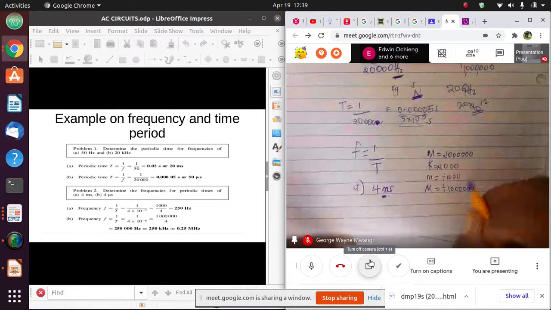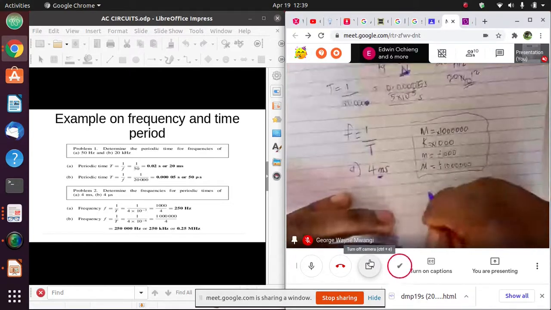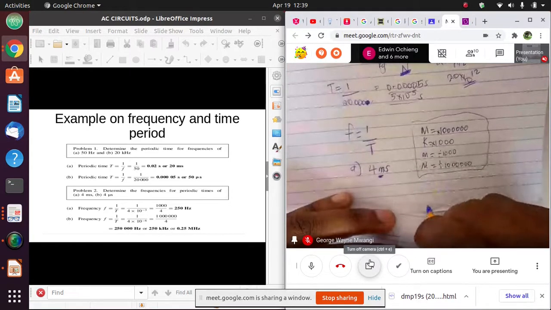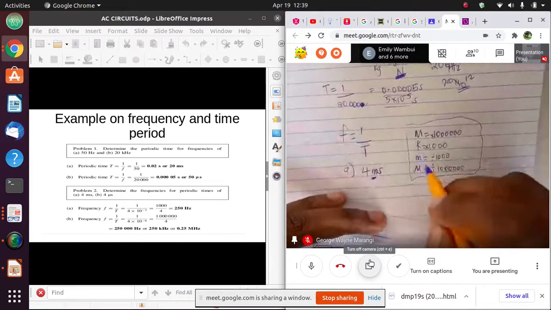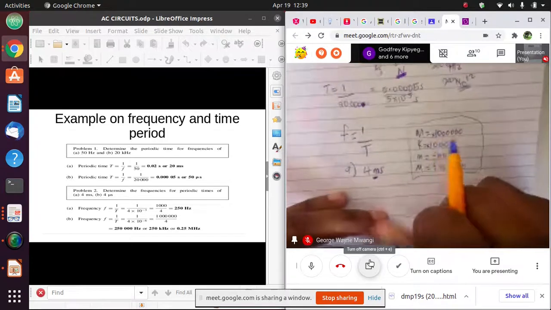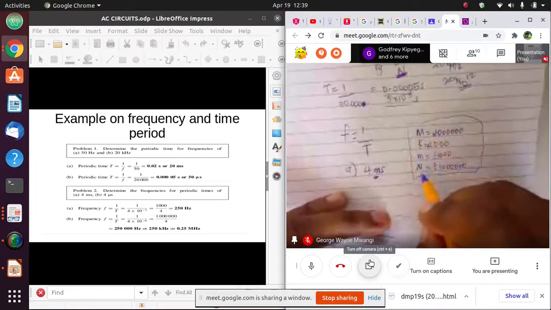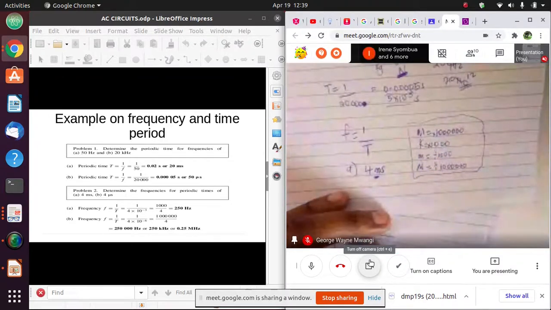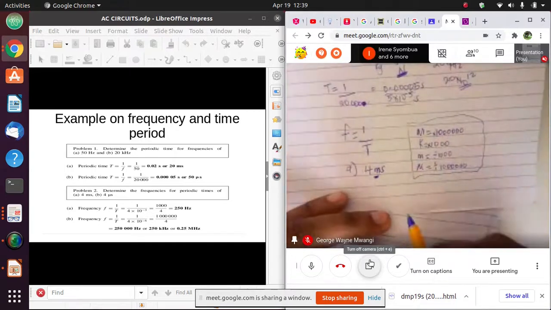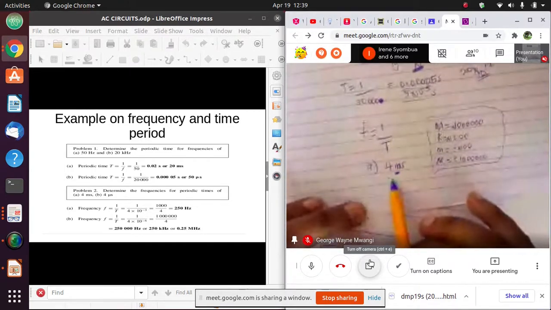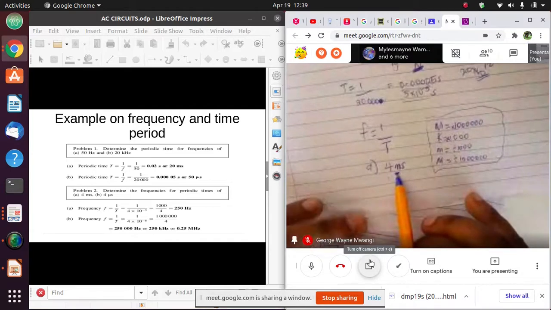But this can go even further. I remember the first class we did, the physical class, I think I went through these things. If not, I'll just draw them into a table and then send them to you so that you can be able to know them. So in this case, you've been given 4 milliseconds. When you convert 4 milliseconds to seconds, how much will it be?